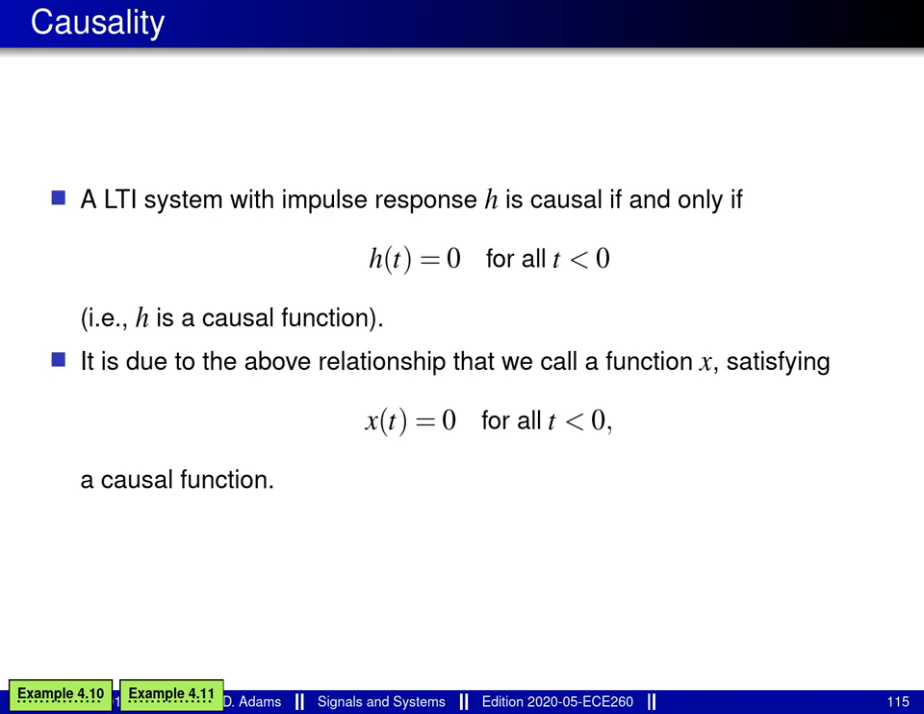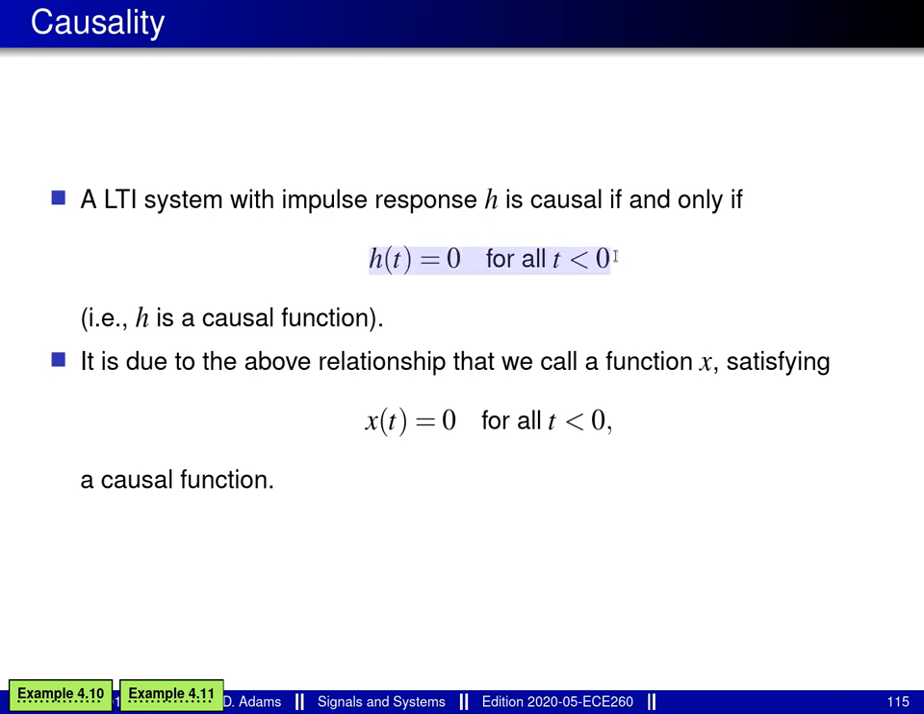The next system property I'd like to look at is the causality property. And what I'd like to consider is, for the case of linear time invariant systems, how the causality property can be characterized in terms of the impulse response of the system. So the result that I want to consider is what's introduced at the top of this slide. An LTI system with the impulse response h is causal if and only if this condition is satisfied.